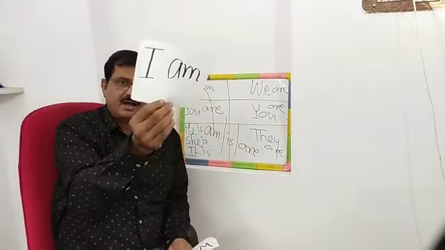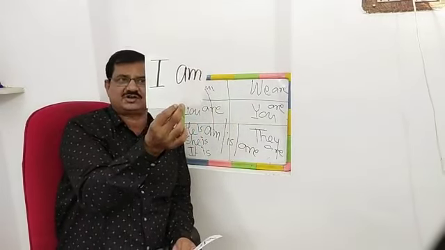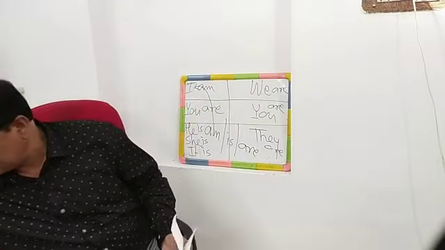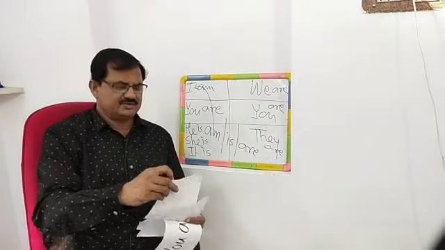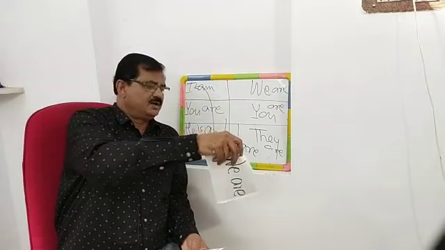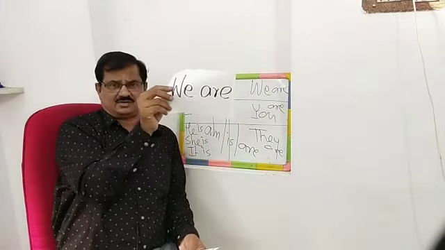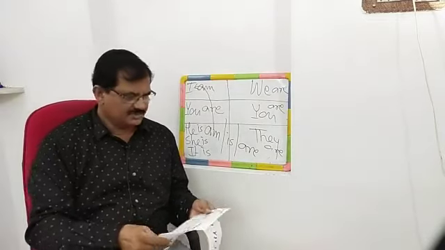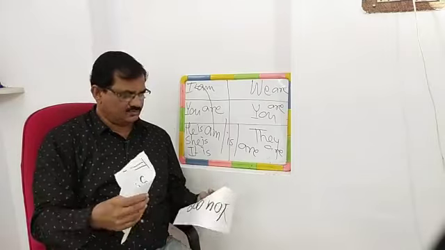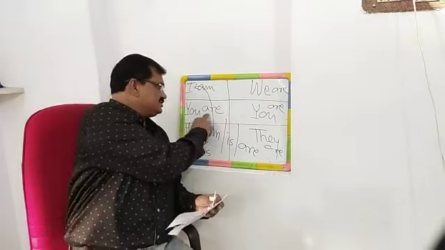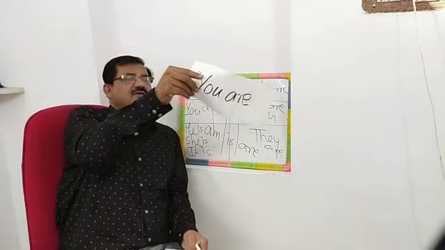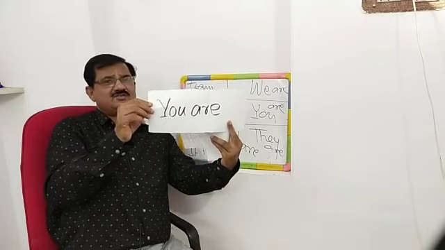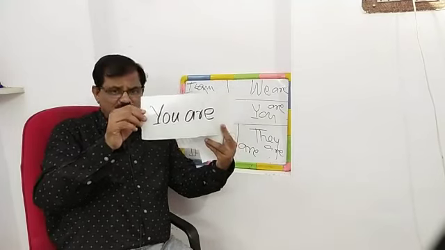I am. Am is always used along with I. Then we means me, we are. Are is always used along with we. Then you, okay, you means to and you means to me. You are. Are is always used along with you. You means to and you means to me.